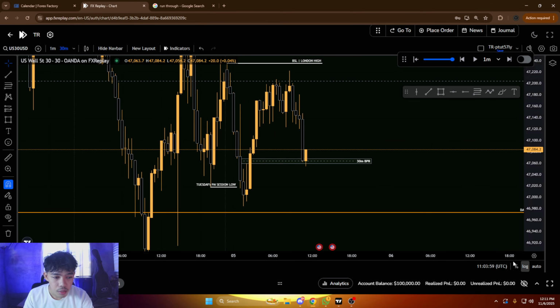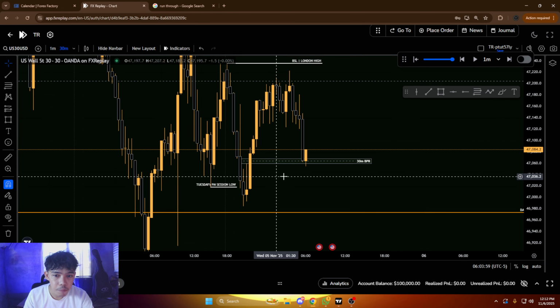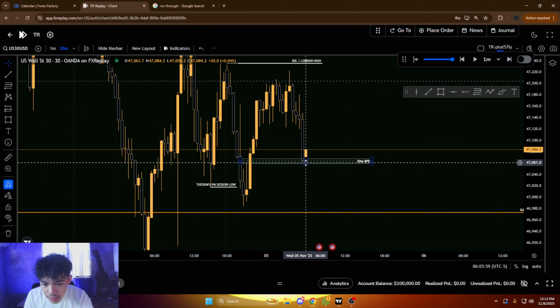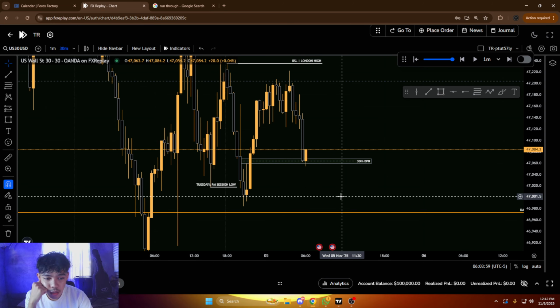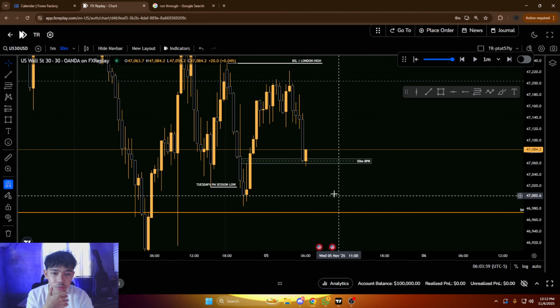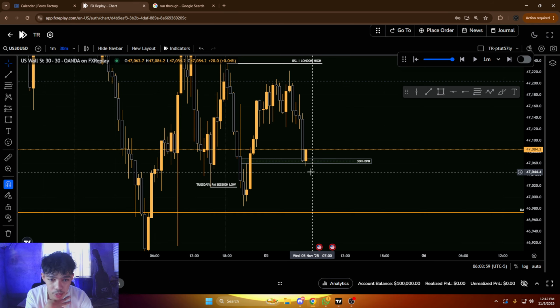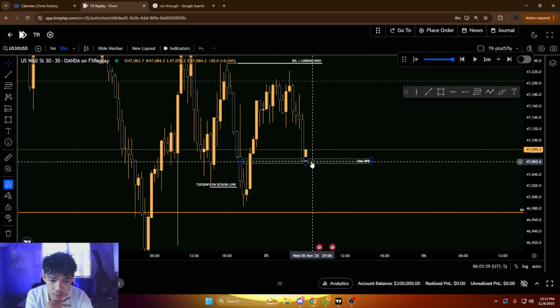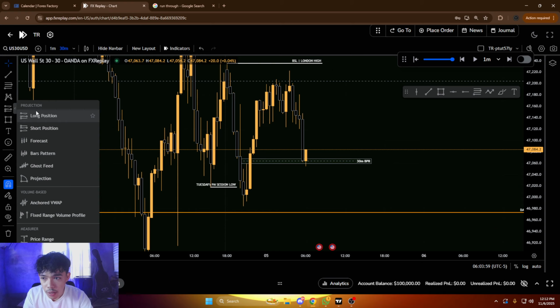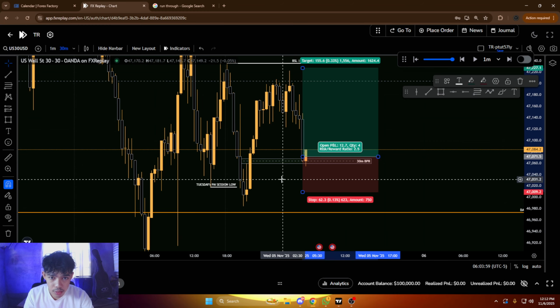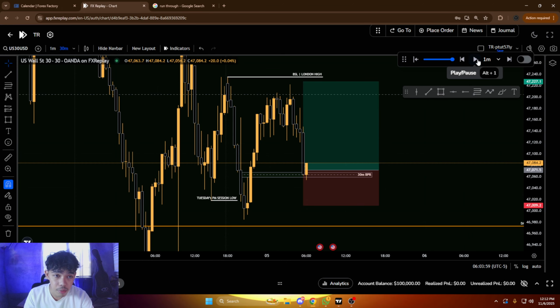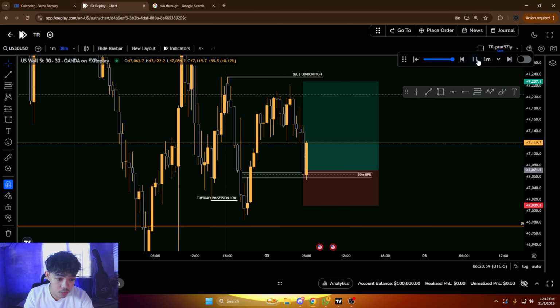So dito, nag-retrace yung price dito sa BPR na to during 6 a.m. New York time. Which means, di pa ako pwede mag-entry kasi the earliest time that I can take a trade is 7 o'clock New York time. So, di ko tinake yung trade. If this was in kill zone, I would have taken this trade. But then, since hindi pa kill zone, I just waited for 7 o'clock.